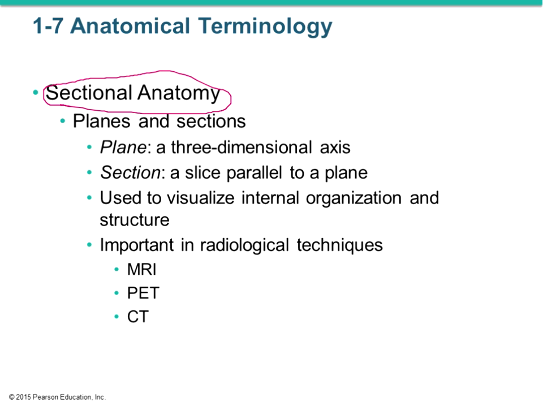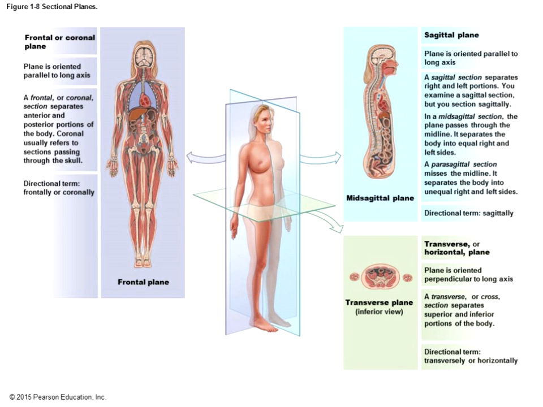You want to be able to understand these different planes and sections, right? And so we can divide the body up in these different sections in order to properly visualize and understand these structures. Okay? And so there are basically three planes or sections you want to understand. You have a frontal plane, you have a sagittal plane, and you have a transverse or horizontal plane.